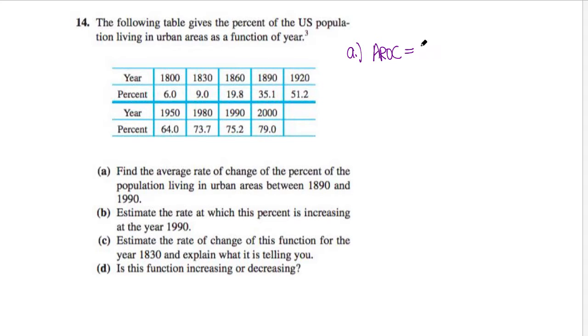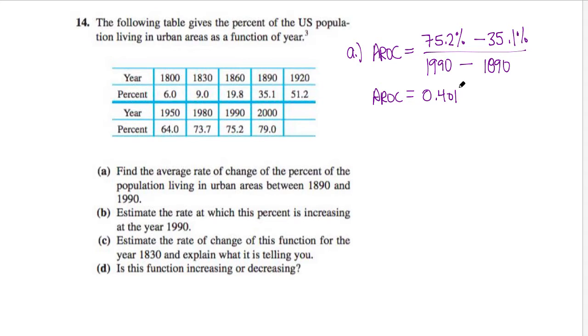which will be 75.2%, minus my initial percent in 1890, which was 35.1%, over the years 1990 and 1890. So my average rate of change here is going to be 0.401% per year.